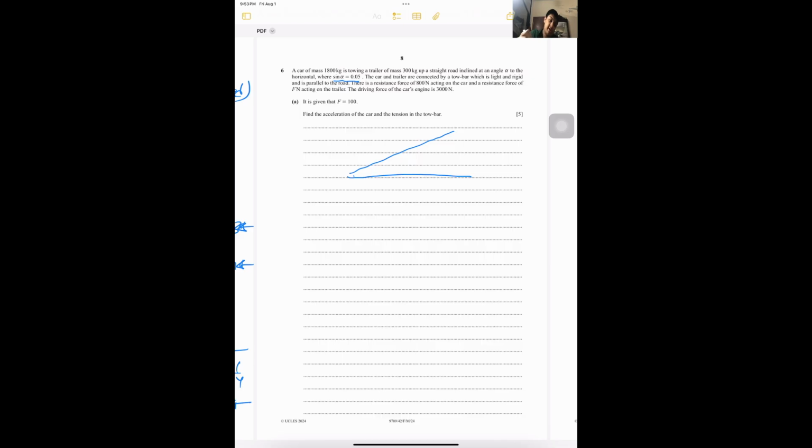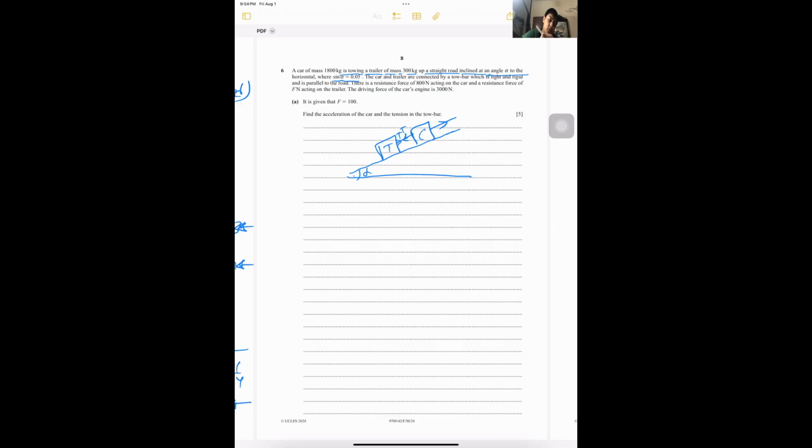So yes, we have drawn our basic diagram. A car of mass 1800 kg is towing a trailer of mass 300 kg up a straight road inclined at an angle alpha. This is alpha. This is one object, the trailer, right? That's the trailer, that's the car. There is tension down this, so it's being pulled in that direction. The car and trailer are connected by a tow bar, which is light and rigid and is parallel to the road.